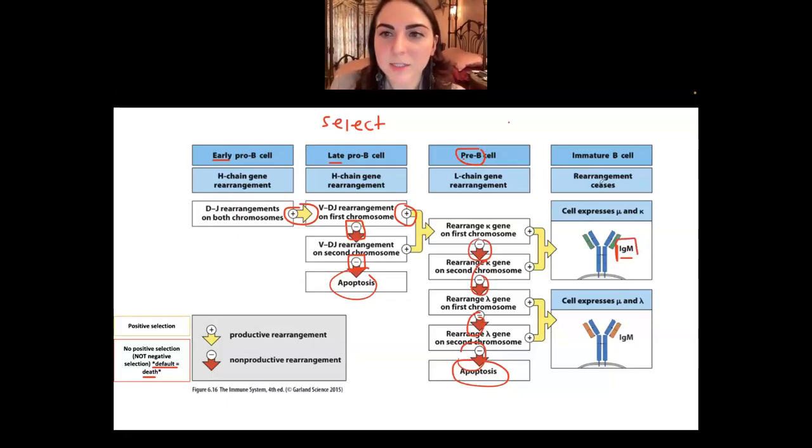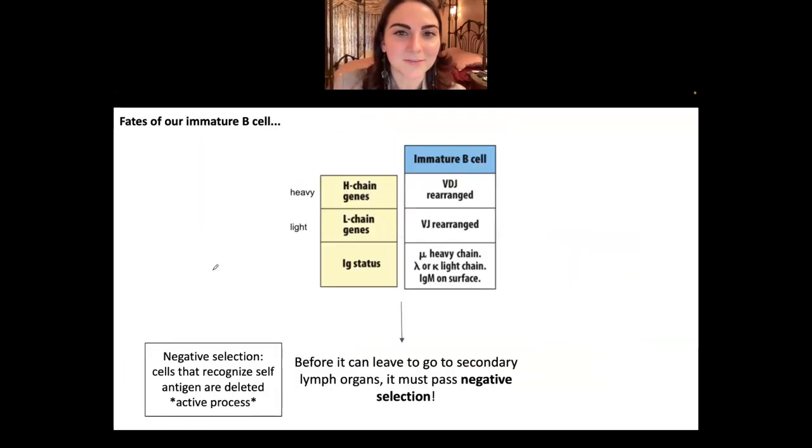And rearrangement ceases. So you can even write here, RAG genes are off. Here, RAG genes are on, RAG genes are on. Just keep that in mind because it'll make a lot more sense when we talk about the immunodeficiency where RAG genes are not working. Okay, so from here, here's our heavy chain, here's our light chains. So now we have our immature B cell. It has IgM on its surface. That's what we just made.